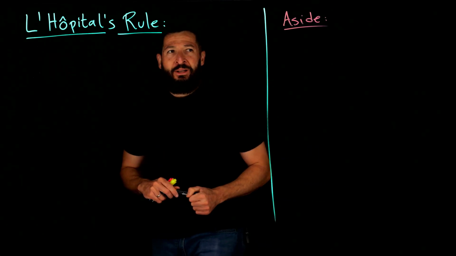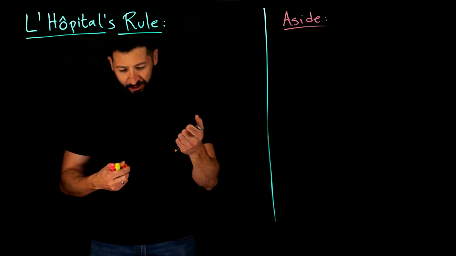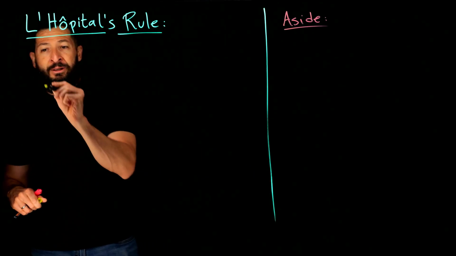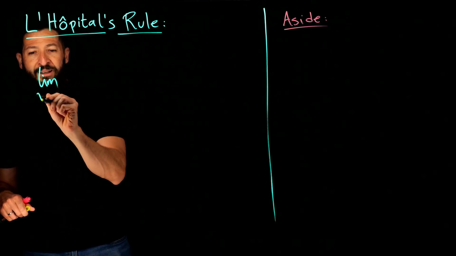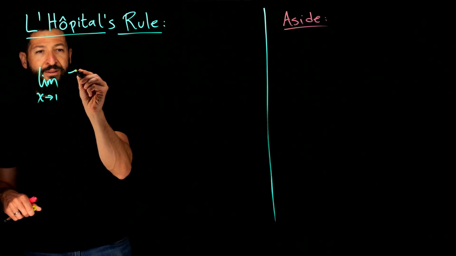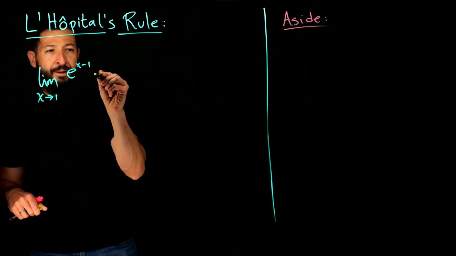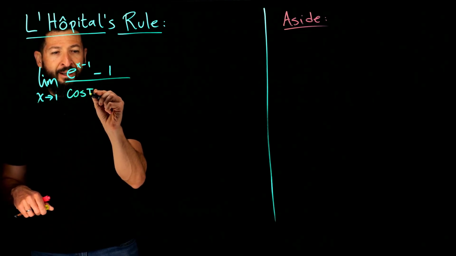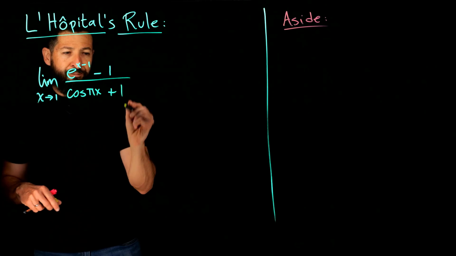All right, guys, so today we're going to talk about L'Hopital's rule. So what is L'Hopital's rule good for? Let's say that we're going to compute a limit. Let's start with the limit as x goes to 1 of e to the x minus 1 all over the cosine of pi x plus 1.